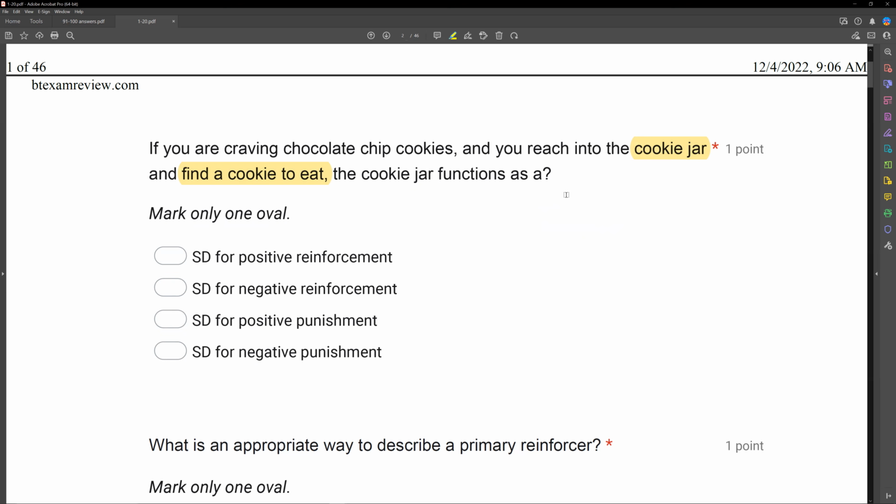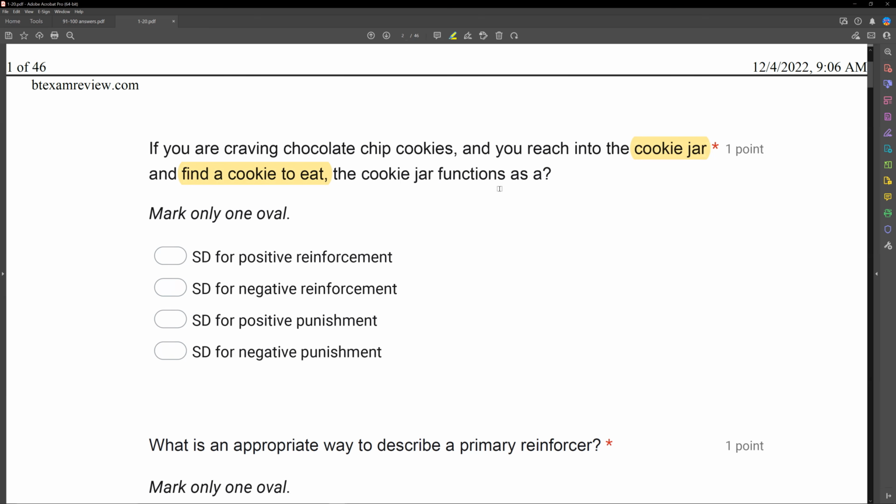Well, absolutely. You had motivation. The value of the cookies were high. You saw the cookie jar. You reached into the cookie jar and you found what? Cookies. You found your positive reinforcement. So now when you see the cookie jar, it is signaling to you that positive reinforcement in the form of these cookies is available. SD for negative reinforcement.